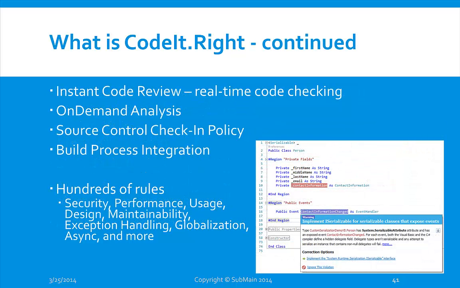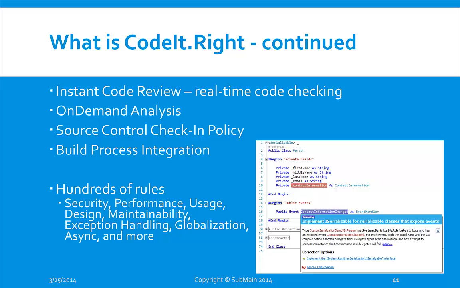First thing which is newer in CodeIt.Right is instant code review. As you're typing, it'll actually start telling you that there's some things you need to take care of. In this example, they're showing you implementing ISerializable for serializable classes, which is one of the things that, in the end, is not really that much code, but there's a pattern to it, and CodeIt.Right will help you do that instantly.